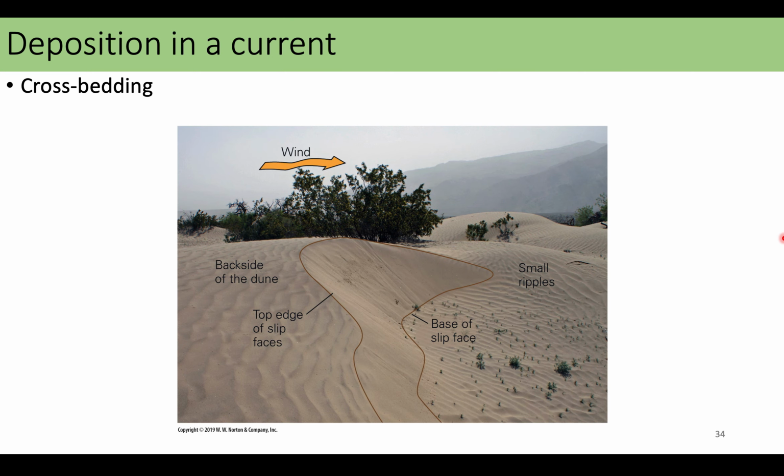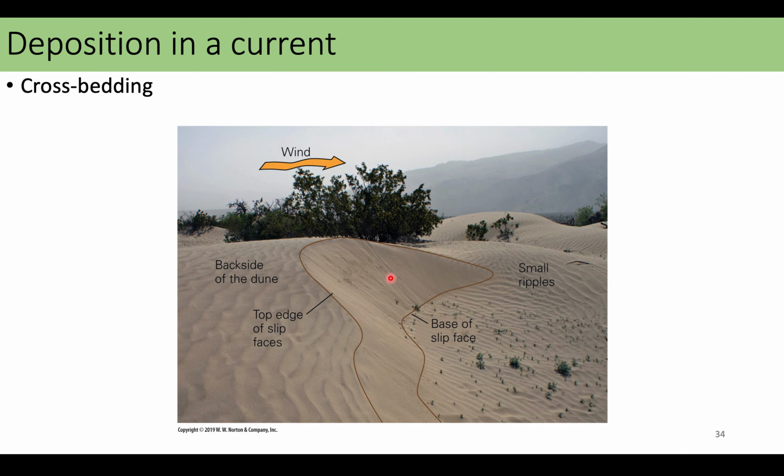So here's another example of how this actually happens. It can be a little hard to see in the cartoon diagrams, so I wanted to show you some actual pictures. So here our wind direction is moving from the left to the right. Here we have what we call the back side of the dune. So the sand is moving till it gets to the top edge, and then it's going to slip down the face of that dune, and then continue moving in this direction.